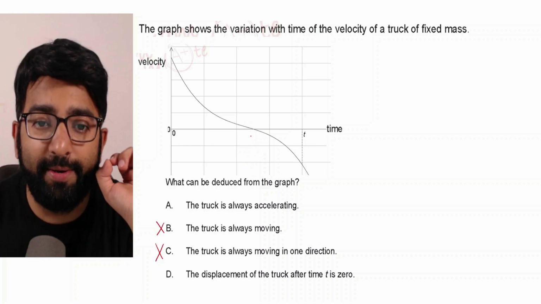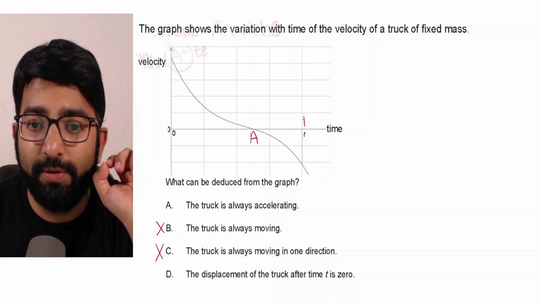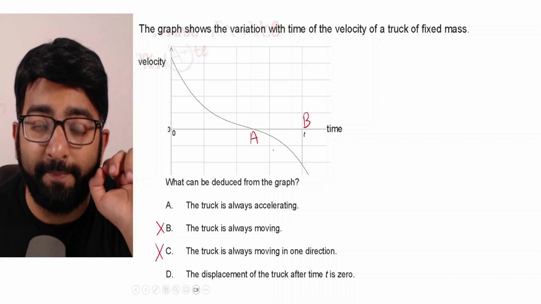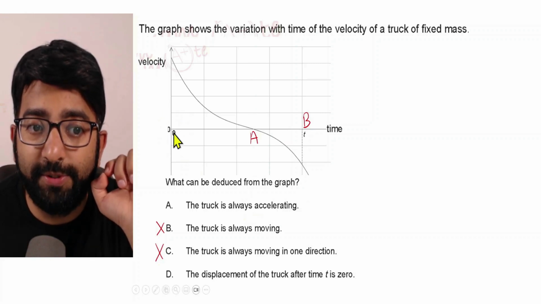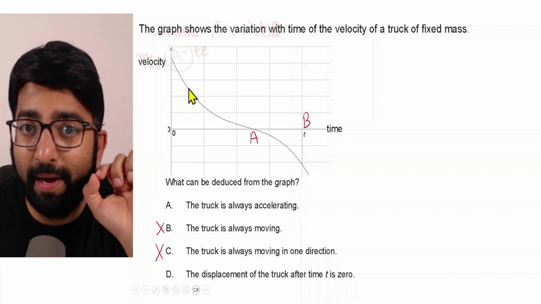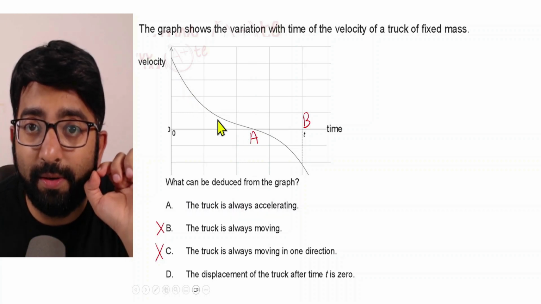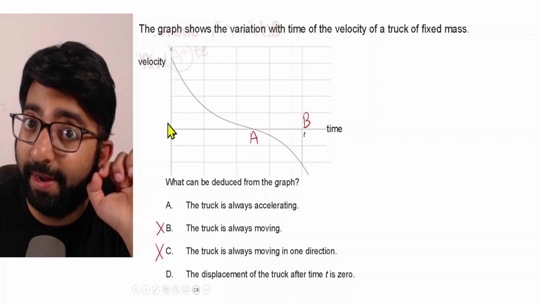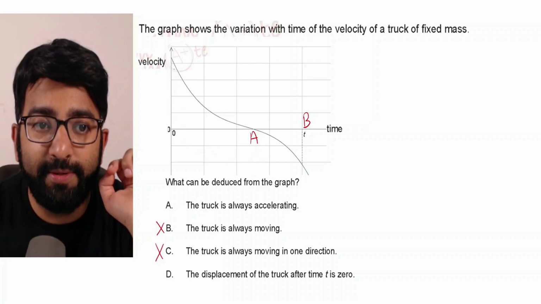Let me label this point as point A. And on the right hand side, let me say it is point B. If you analyze the graph from 0 to A, we need to find the area under the graph. By area, we mean the area between the graph, the x-axis and the y-axis in this case. So let me shade that region.